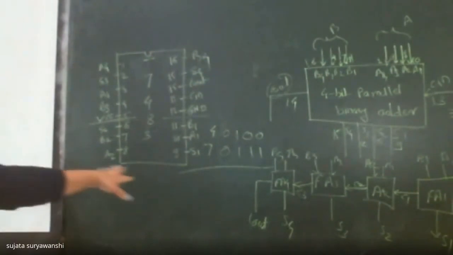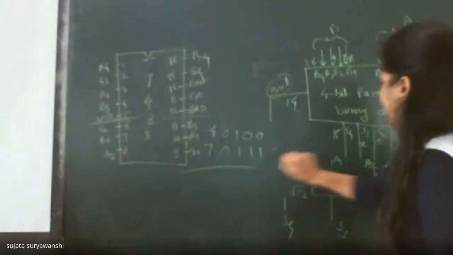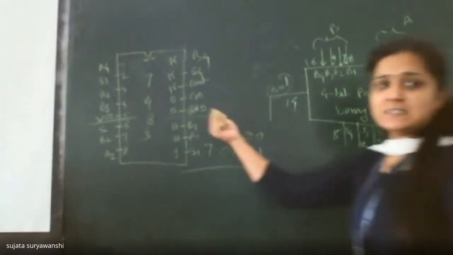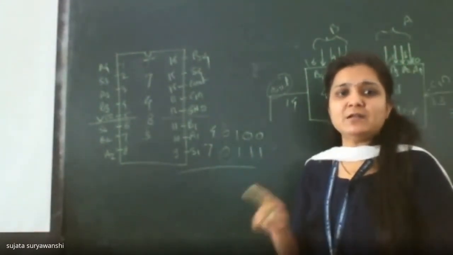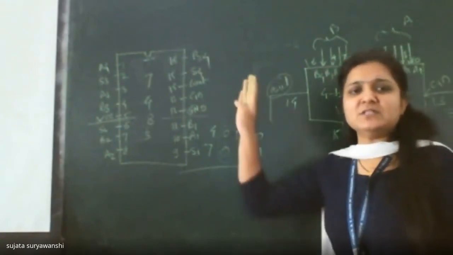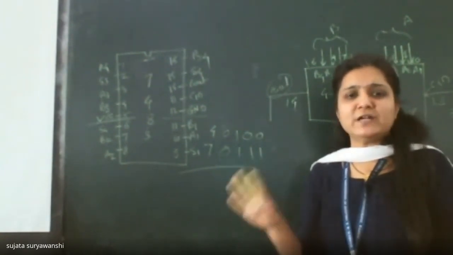Have you completed this, everyone? Now we'll see the next concept. With the help of this IC only, what is the purpose, the use of this IC 7483? The name of this IC is 4-bit parallel binary adder, which means this IC can be used to add two 4-bit numbers.